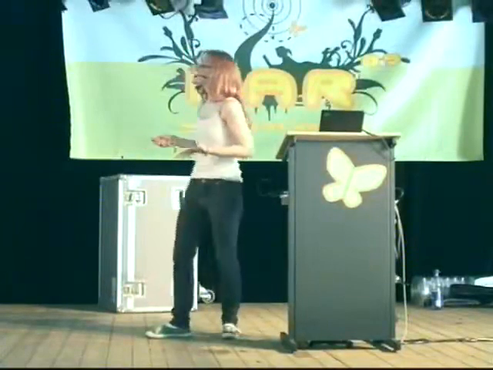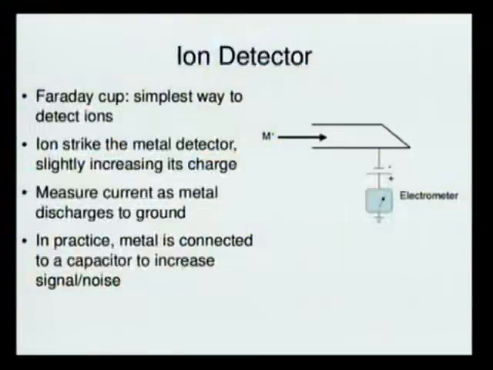In practice, what you want to do is connect the metal to a sort of capacitor to increase the signal to noise. So it fills up the capacitor and then discharges. Or if you want a very fine-tuned value, you can just hook up your ammeter directly to the piece of metal that has the ions impinging upon it.